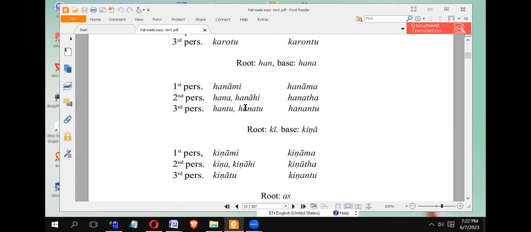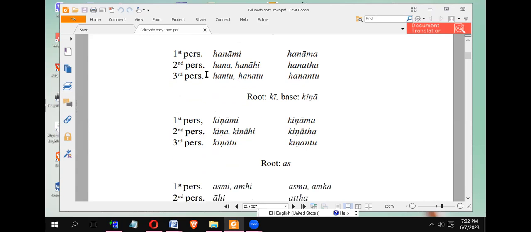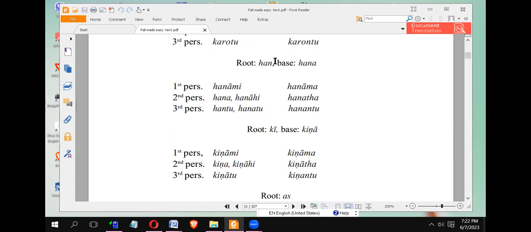So this next one, hantu, hanatu. Hantu, hanatu, hanantu. Hana, this is a short one. Remember, we all have the short one and the long one. Hana, hanahi, hanata. Hanami, hanama. Can you recite this one? Doris? Oh, me again? Yes. Hantu, hanatu, hanantu, hana, hanahi, hanata, hanami, hanama. Okay. So the root is han plus a, the a becomes hana. This is very easy.